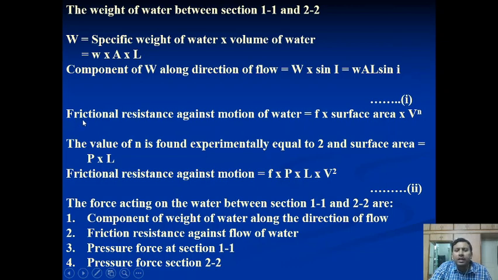And second, as we know, when water flows from one section to the other, some amount of friction always acts in the opposite direction, trying to resist the flow. We consider this as the friction force, right? It acts in the opposite direction, and we derived the equation earlier: friction force is f times the surface area times velocity to the power n, where n is nothing but the square power. So the friction resistance is f P L V square, right? You call this equation 2. These are the two major forces we observe when water passes through uniform channel sections, right? One is the component of the weight of water in the x direction, and the second is the friction force acting in the opposite direction. So for the total force acting on the water from section 1 to 2, the first force we consider is the component of the weight of water.